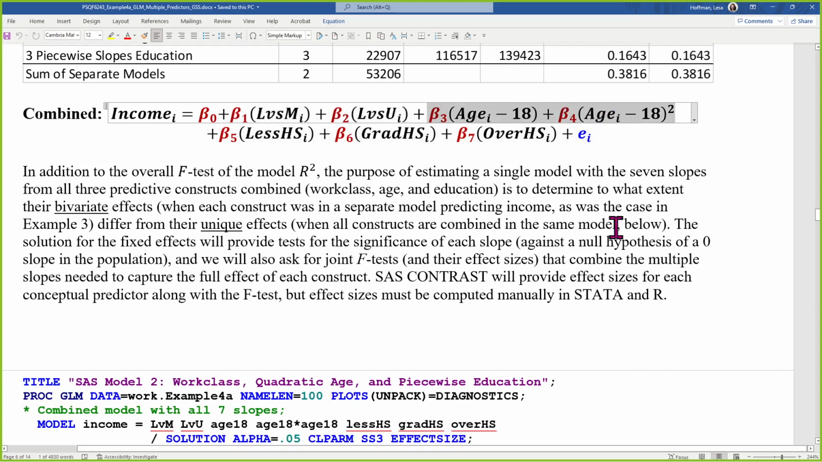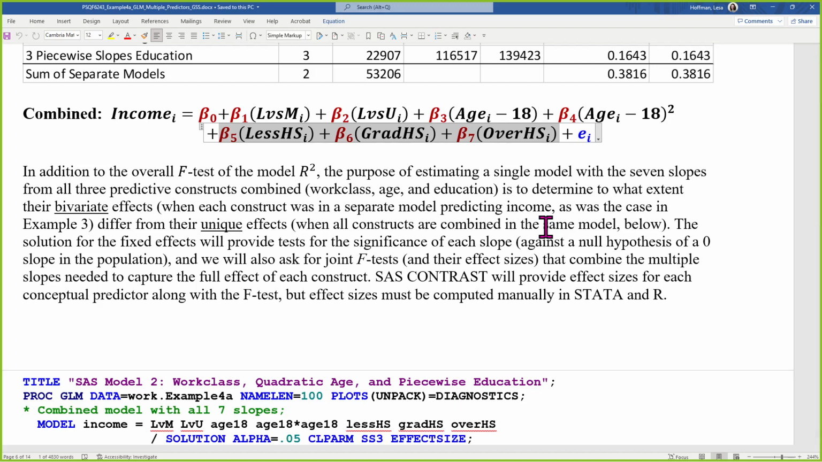These two right here, beta 3 and beta 4, are working together to describe a quadratic effect of age, so a U-shaped function, either up or down. Beta 5, 6, and 7 are then working together to describe piecewise slopes of education, where 11th grade education is my reference for those. That's when all three of these are 0. Beta 5 is going to track the effect of education from 2 years to 11 years. Beta 6 tracks it from 11 years to 12 years, and beta 7 tracks it over 12 years.